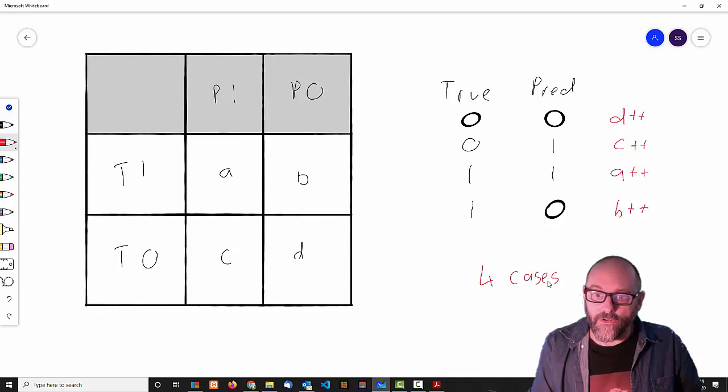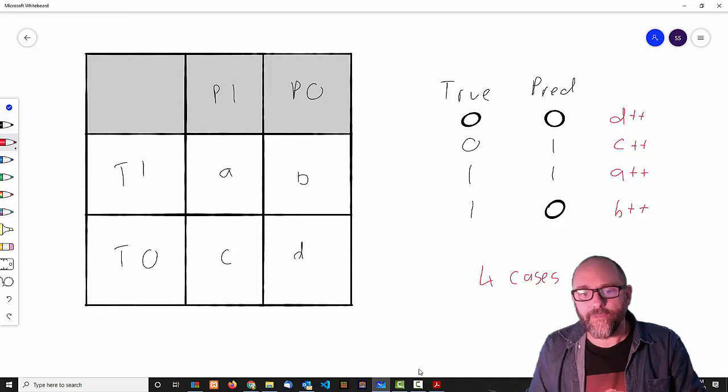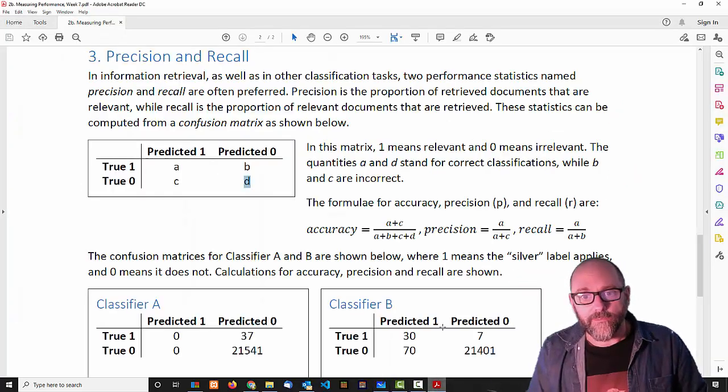You're going to have to look at that in your code, and then when you're doing your calculations, once you've got the A, B, C, and D numbers here, you can simply calculate: precision is A over A plus C, recall is A over A plus B, and accuracy is A plus D over all 4 numbers added up.